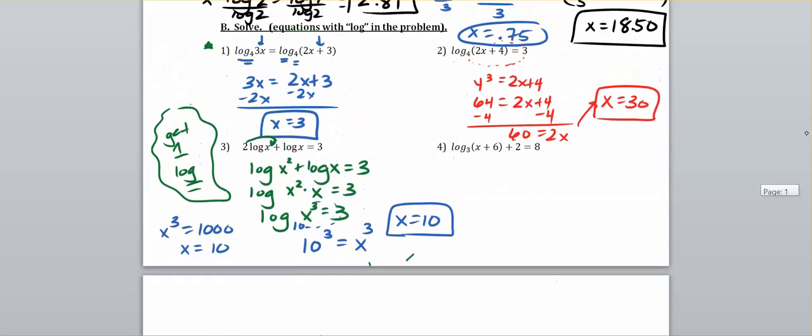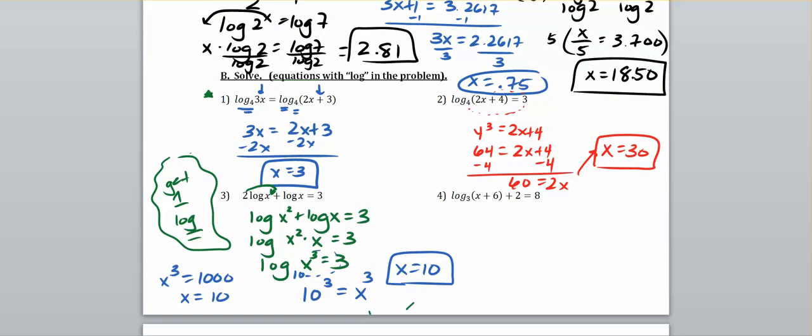All right, let me go back to number 4. We kind of had the same issue. I cannot make a circle until I have log base of something equal to something. So I've got to make sure that I subtract this 2 first. All right, make sure you guys get it in your brain that you've got to isolate. So log base 3 of x plus 6 is equal to 6.